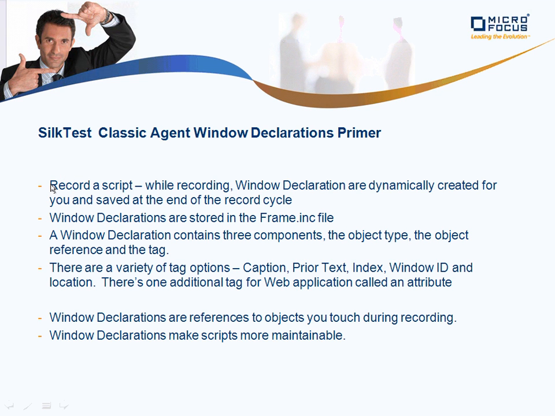Okay, so in conclusion, window declarations are recorded during the record cycle of your script, and you have the option to paste those at the end of the script recording. They're stored in the frame.inc file, and you can have multiple tags per object, and you can modify those tags in order to accommodate different builds of the application. Okay, again, we have the object type, the object reference, and the tag, and again, there can be multiple tags. And those tags could be caption, prior text, index, window ID, or location, and you can modify those tags to make your scripts more maintainable.